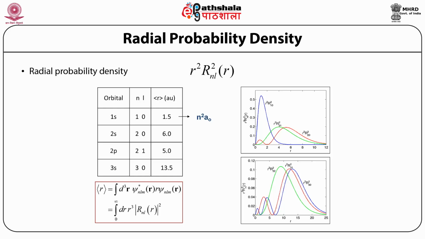Now here, as I have already discussed, the mean radius, that is r, is given by the integral d cube r multiplied by psi star nlm as a function of r, multiplied by r, multiplied by psi nlm as a function of r, which is equal to the integral from 0 to infinity dr r cube modulus of R nl as a function of r, the whole squared.